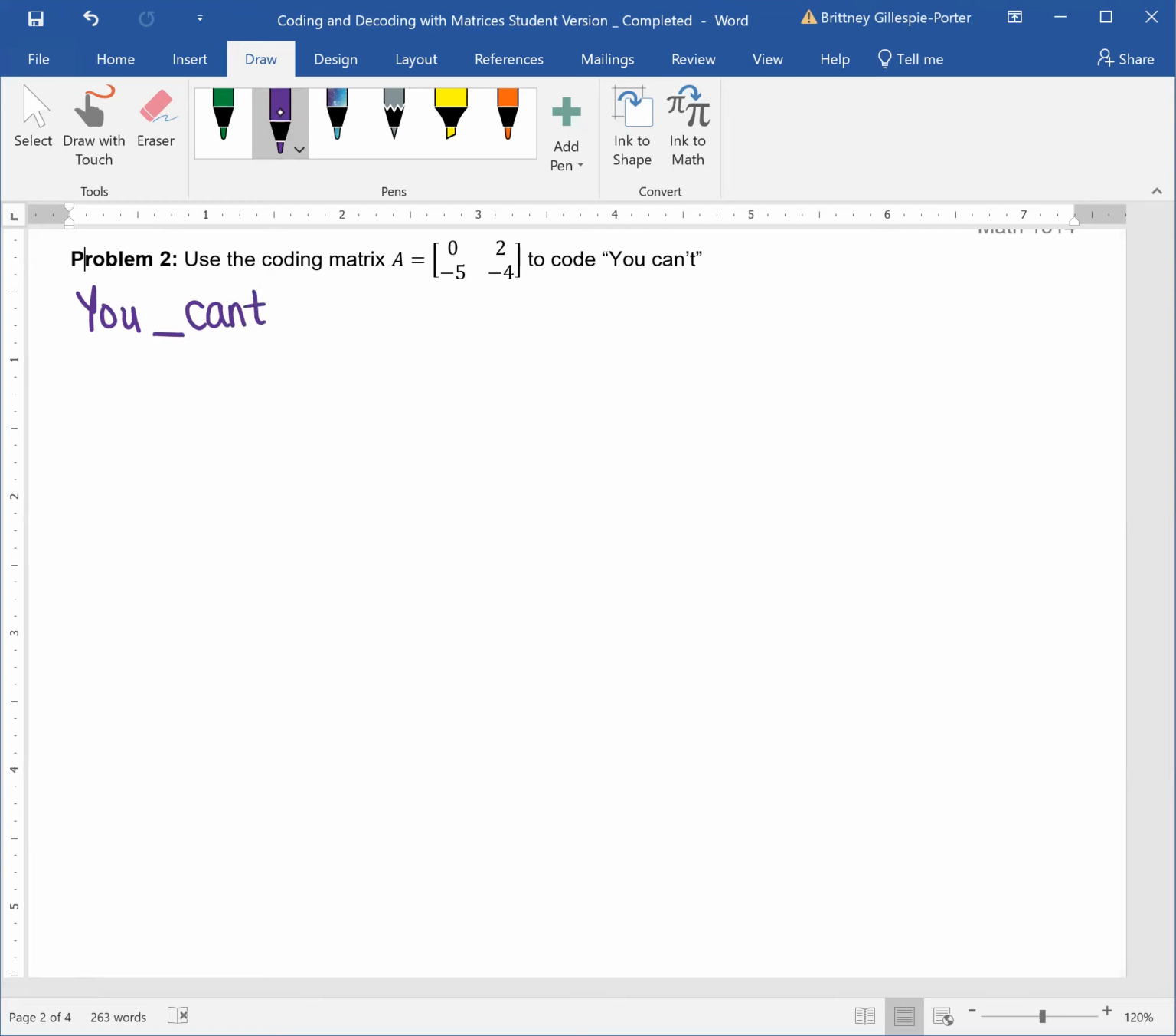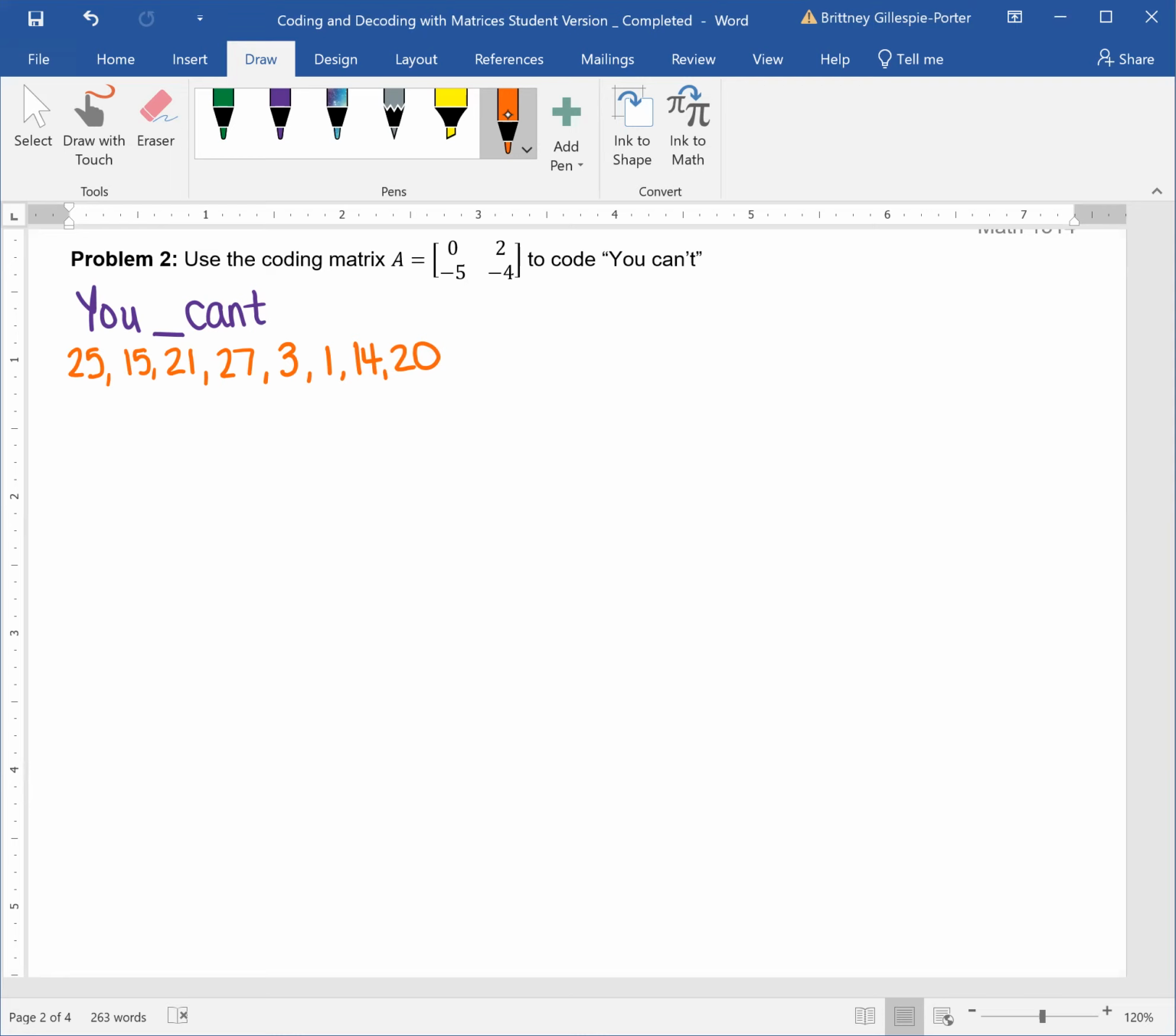to numbers. Okay, so looking at your alphabet, Y is 25, O is 15, U is 21, space 27. You should have 3 and then 1 for A, 14, and then 20. Now you may be thinking to yourself, wait a second, I have a 2x2 coding matrix, but I have way more characters.